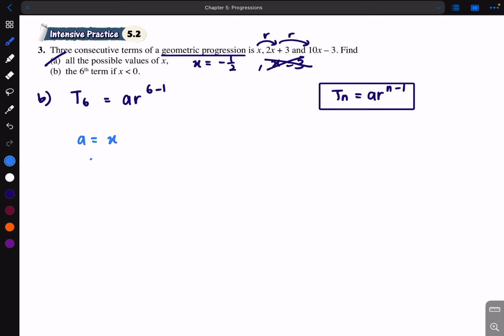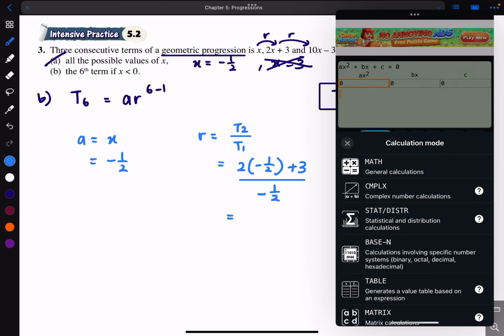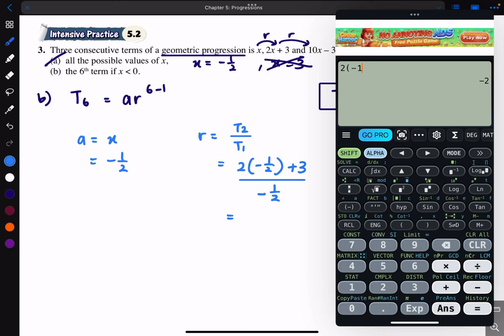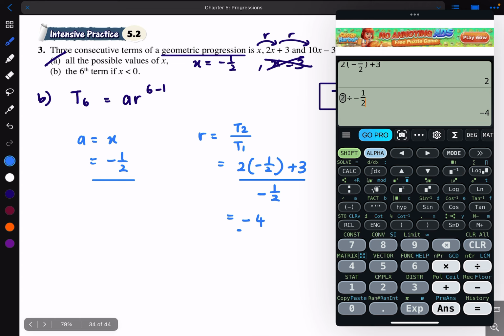A is just x, and we know x is negative 1 over 2. R is t2 over t1. So t2 would be 2 times negative 1 over 2 plus 3. t1 is just x. So we put this in our calculator. Divide by negative 1 over 2. We get negative 4. So A is this, R is this.